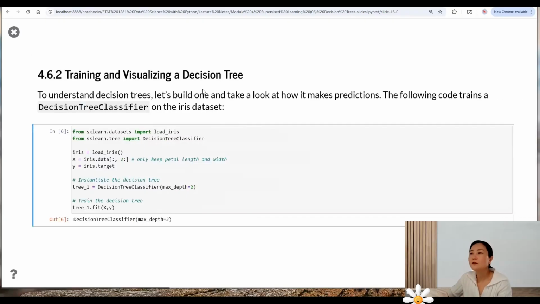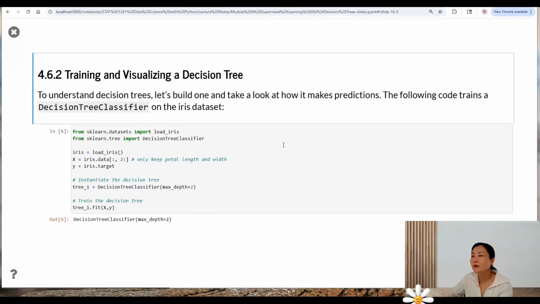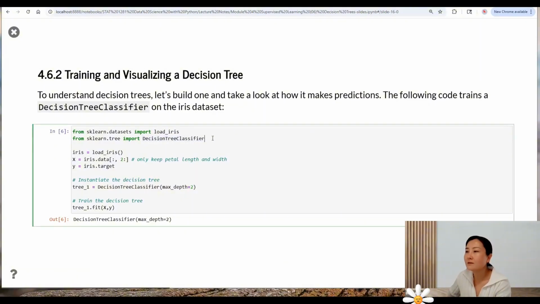All right, let's move on. So first, train and visualize a tree. We will use this decision tree classifier to build a tree for the iris data set. So we'll first consider a classification problem. We will import this class, DecisionTreeClassifier.